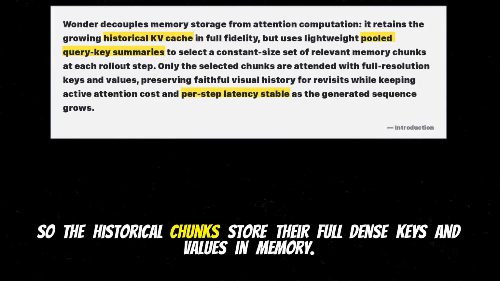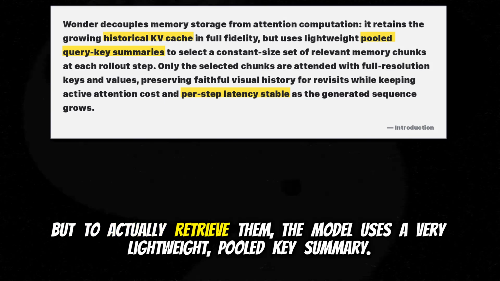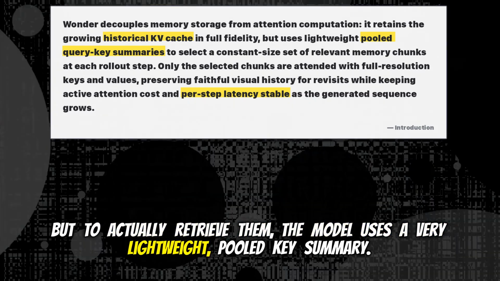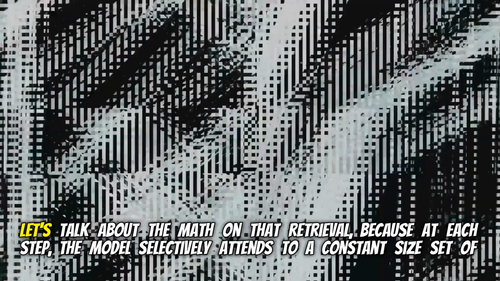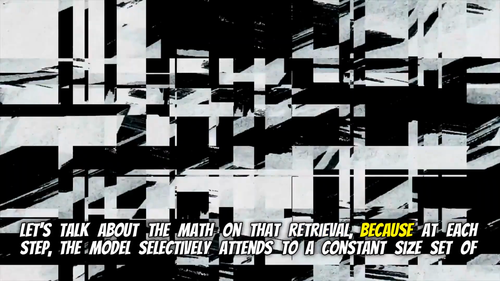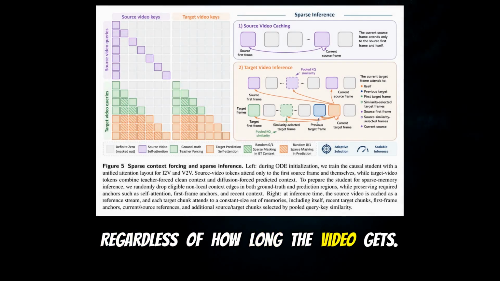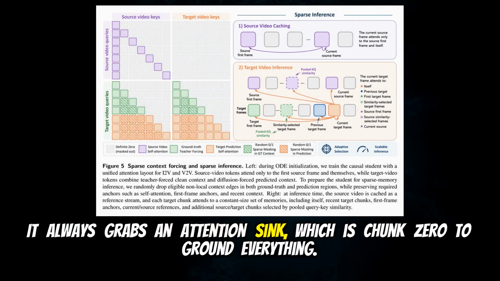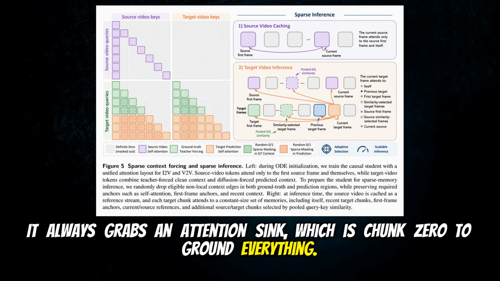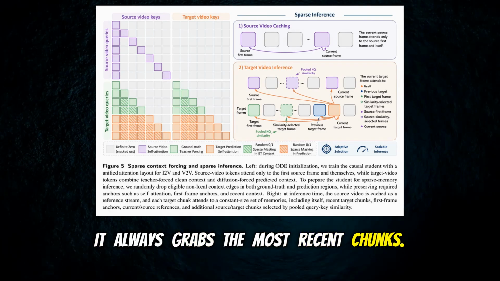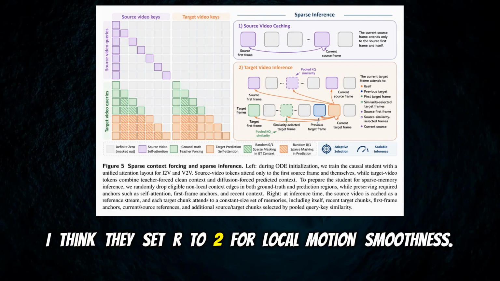So the historical chunks store their full dense keys and values in memory. But to actually retrieve them, the model uses a very lightweight pooled key summary. Let's talk about the math on that retrieval. Because at each step, the model selectively attends to a constant-sized set of chunks. Right, regardless of how long the video gets. It always grabs an attention sink, which is chunk 0, to ground everything. Yeah. It always grabs the most recent chunks. I think they set R to 2 for local motion smoothness.